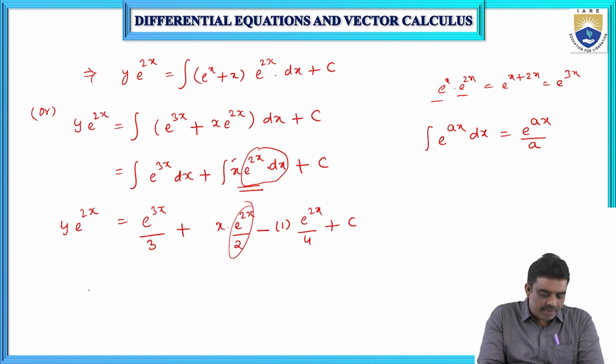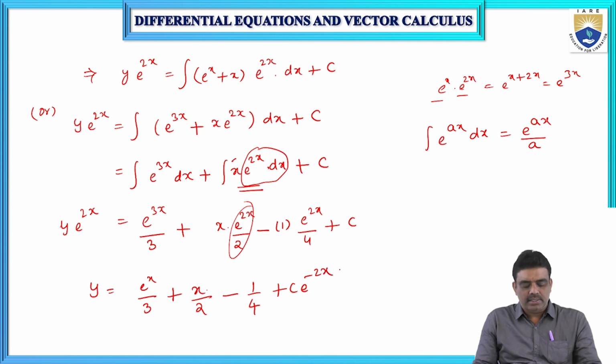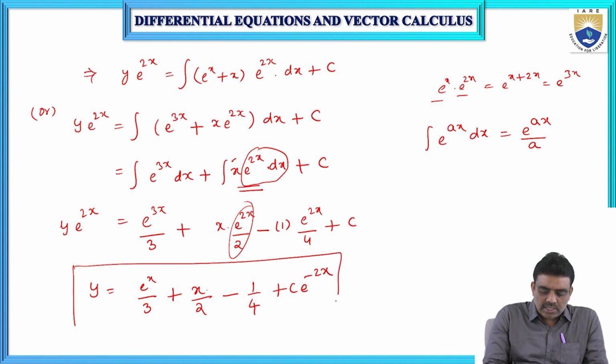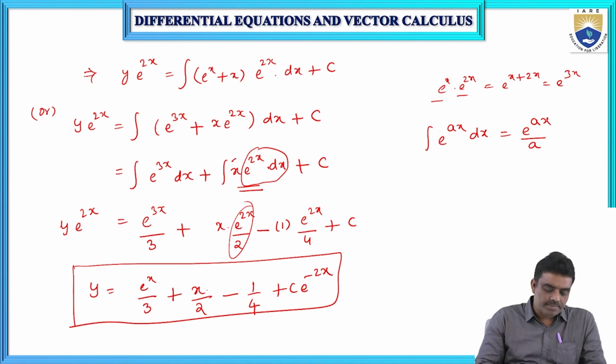Or what I can write, y is equal to, writing e power 2x on the right hand side, this is e power x by 3 plus x into e power 0, that is x by 2 minus 1 by 4 plus c into e power minus 2x. And multiplying through the equation with e power minus 2x, you will get this solution. This is the solution of the given linear differential equation of first order in y.